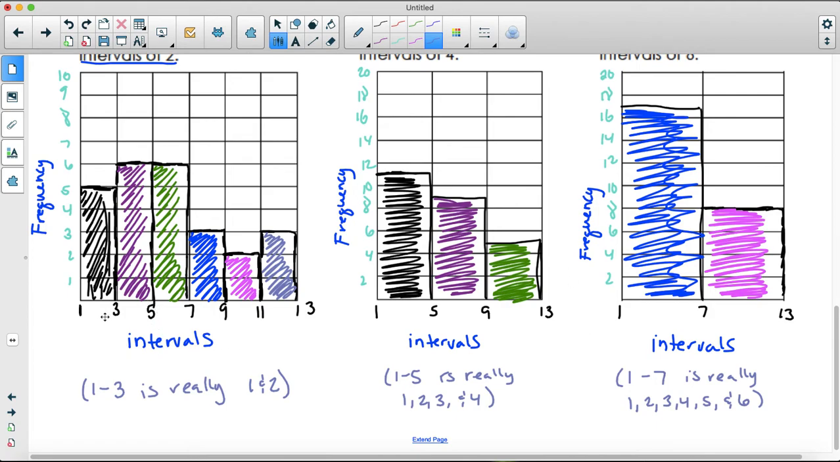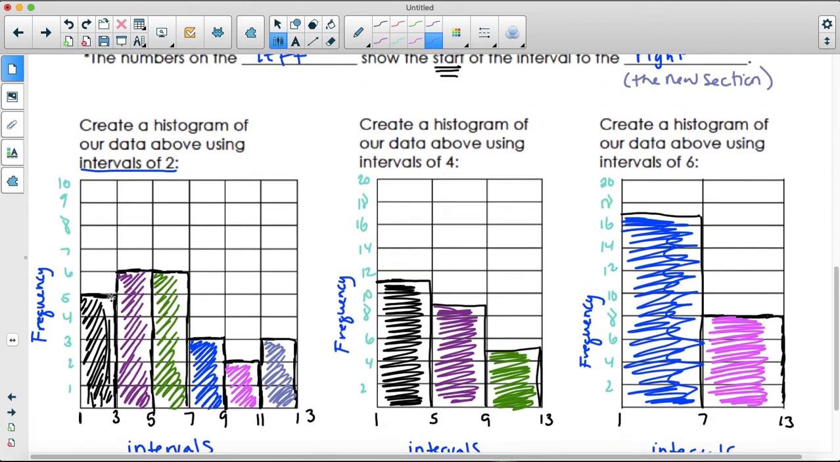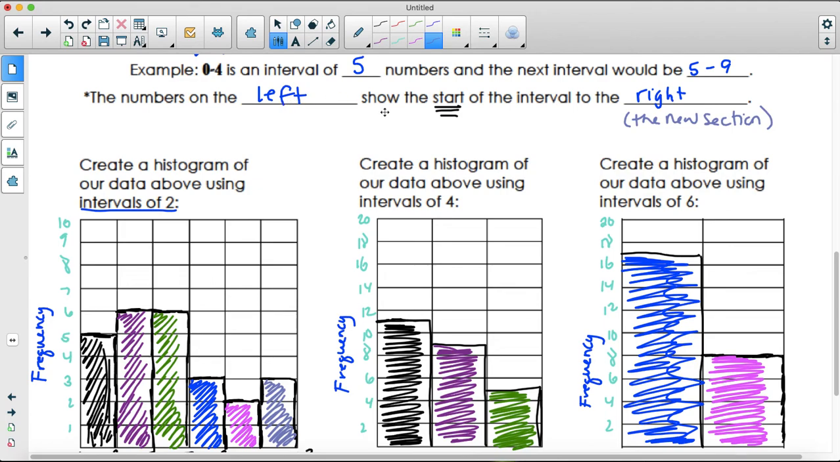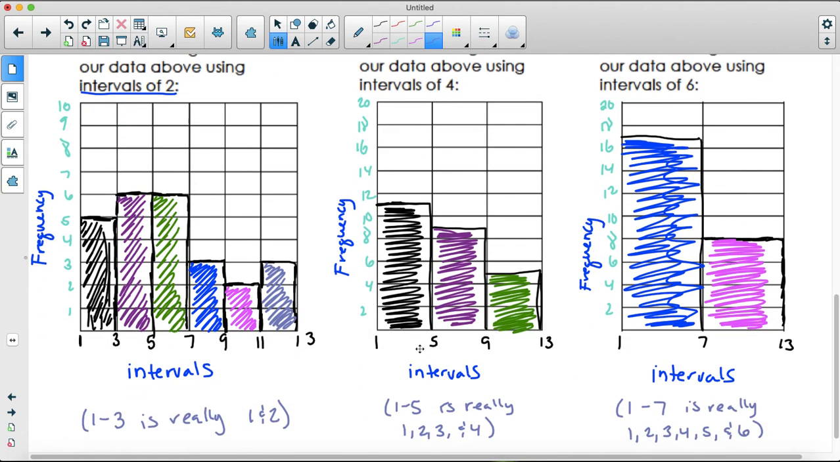So the intervals, again, the number on the left actually shows the start of the new section, starts the new interval on the right-hand side. So this 5 starts the new interval. The 9 starts the new interval because it's starting the interval.